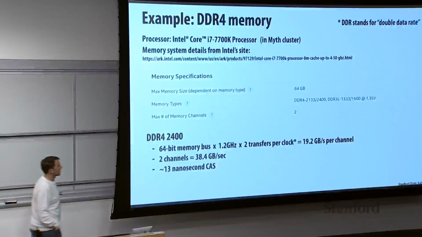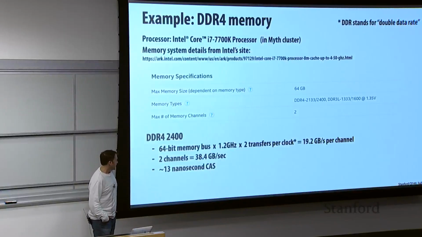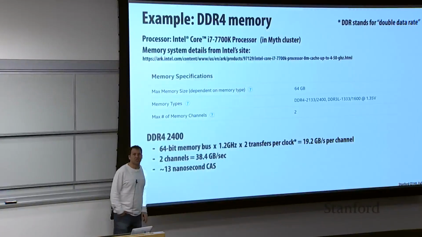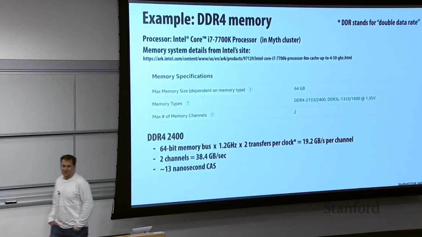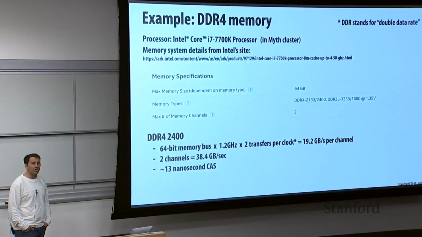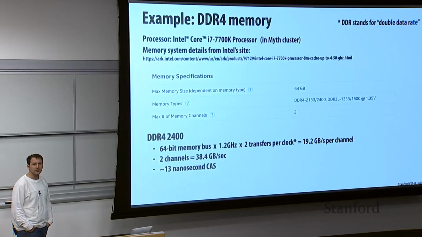So this is a very standard thing in a modest PC. And at the time when I looked this up, it was about a 13 nanosecond CAS. That's how long it takes to get data that's already in the row buffer out of the DRAM chips and onto the bus.